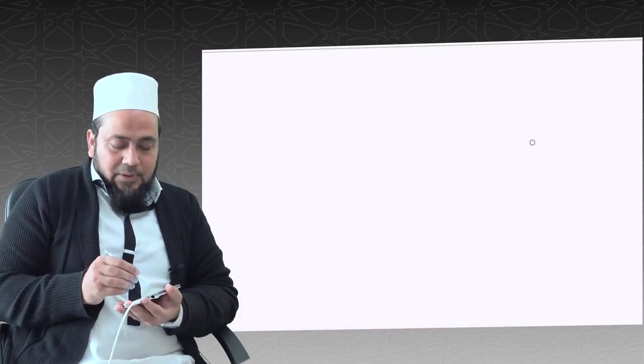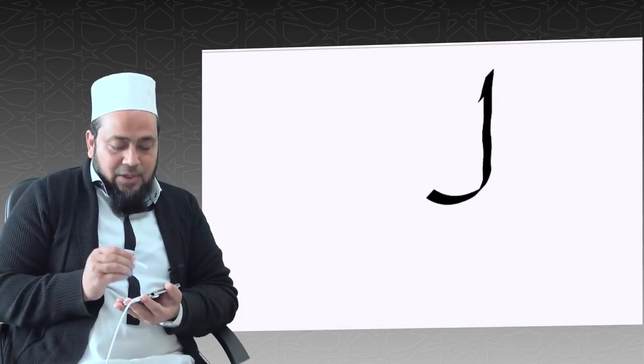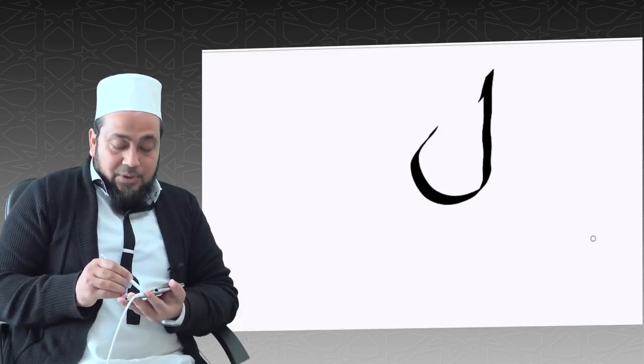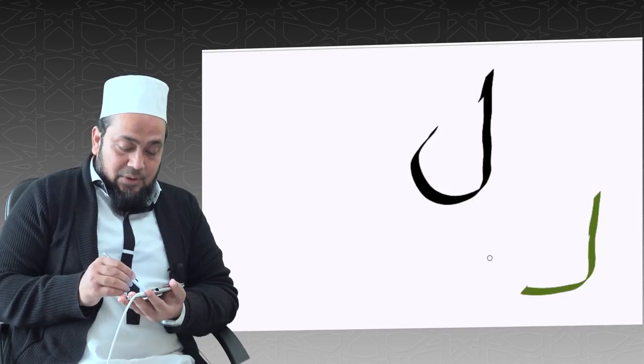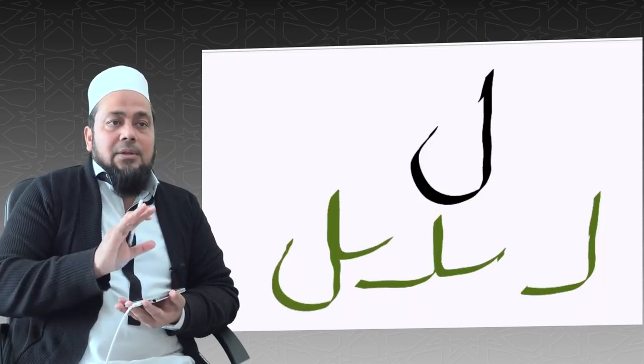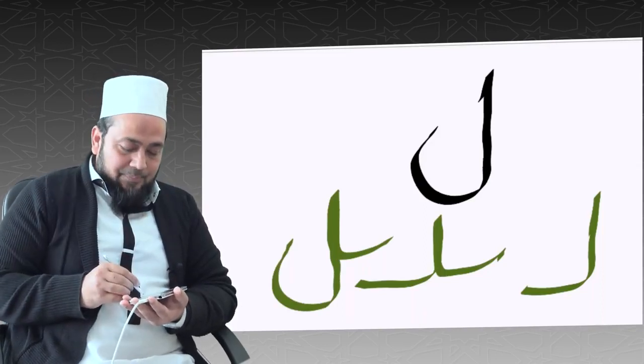Let's move on to the next letter, Lam. Standalone shape of Lam is this one. Beginning of the word shape is this one, middle of the word shape is this one, and end of the word shape is this one. This is the letter of Lam.